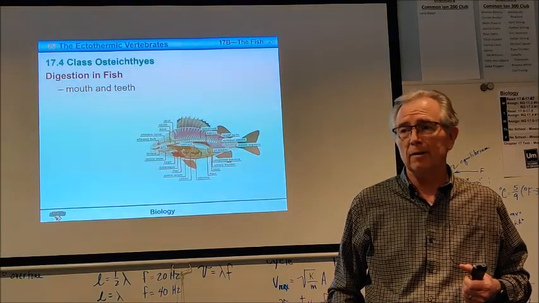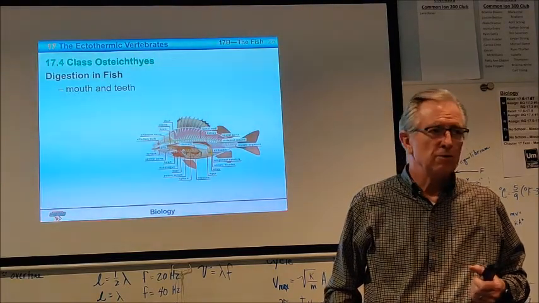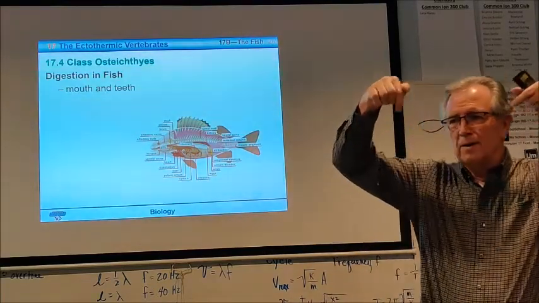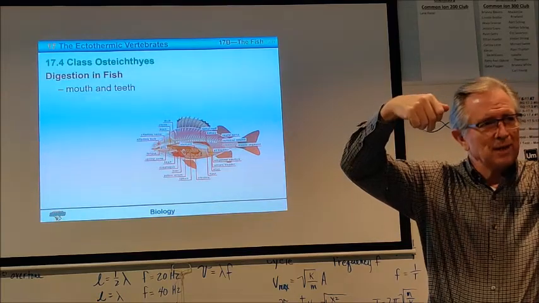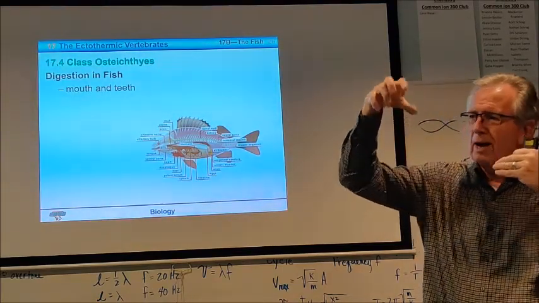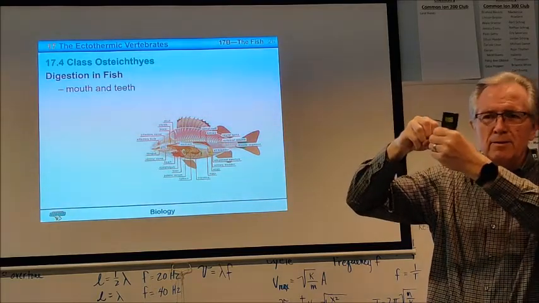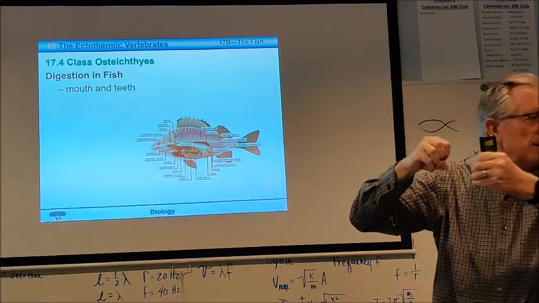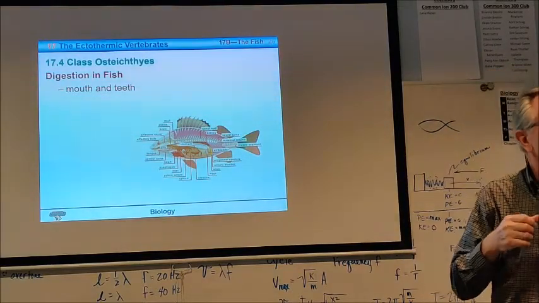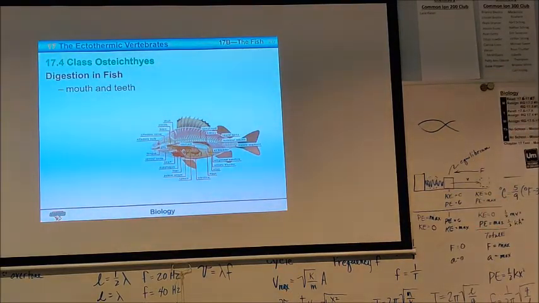Is it for chewing? Nope. Fish don't chew their food. So the teeth, if you look into their mouth, are often slanted a little bit toward the back, so that if they grab hold of something and try to wiggle away, their teeth just dig in farther.